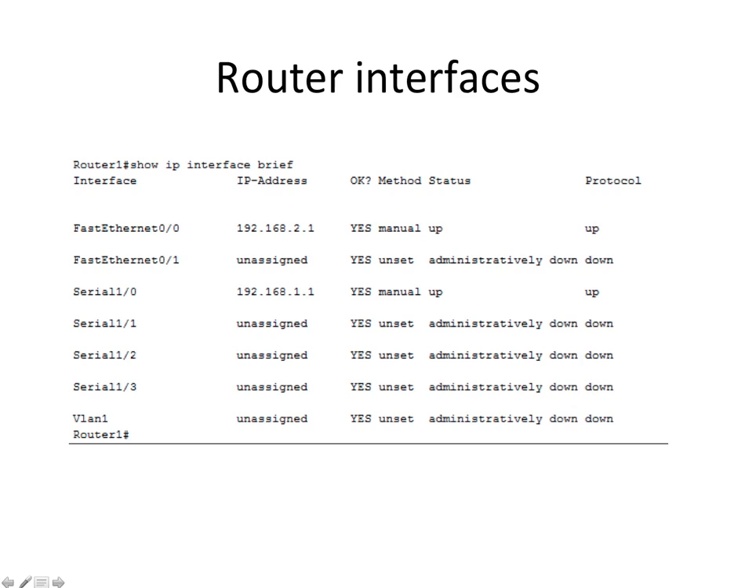Up and up means it's working, and that means that there should be a connected route for this network in the routing table. If you do not have your interfaces in the up and up state, there will not be connected routes in there. Administratively down means that the interface has been shut down. By default, the router interfaces are in a shutdown state. You need to do a no shutdown to bring the interface up after you assign an IP address to it.